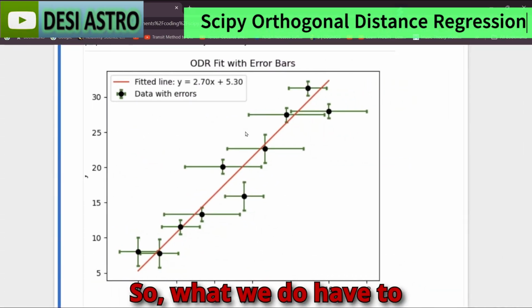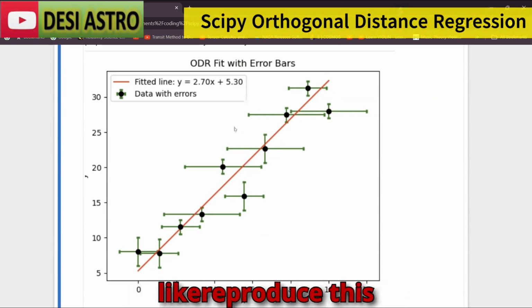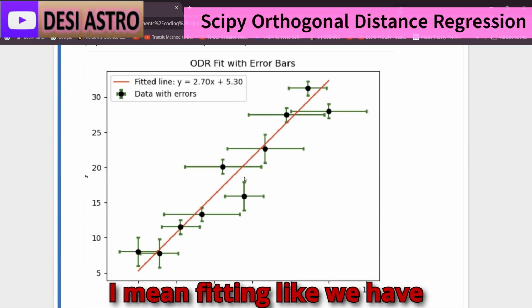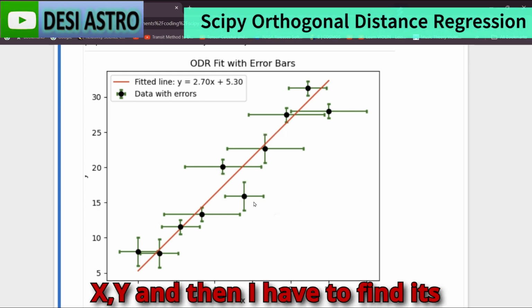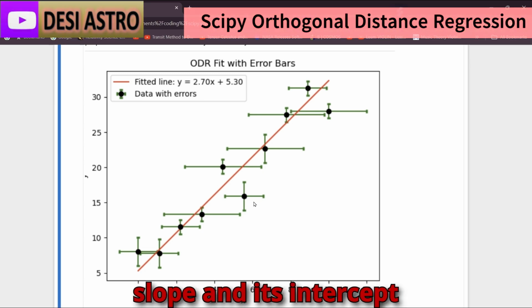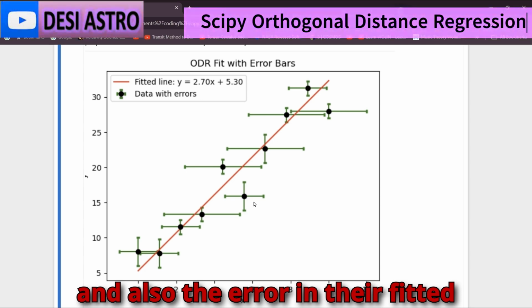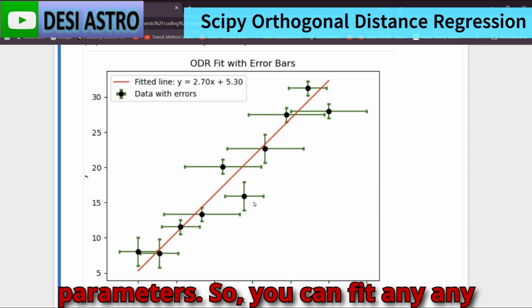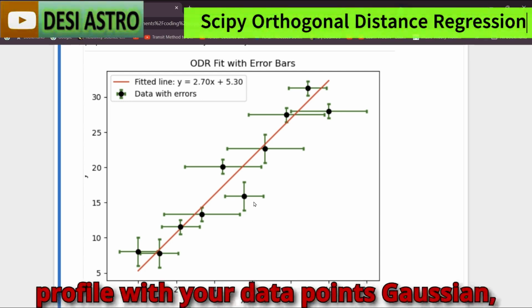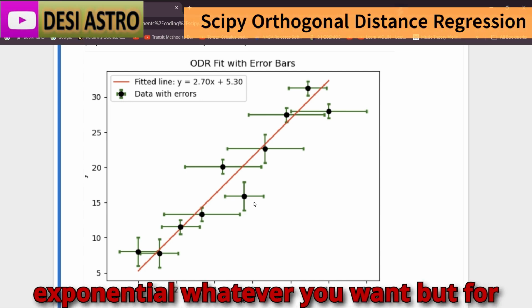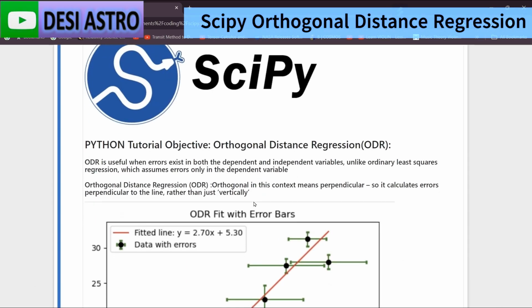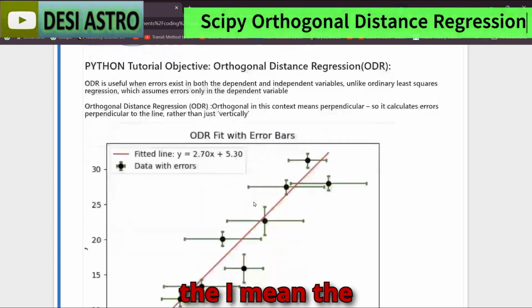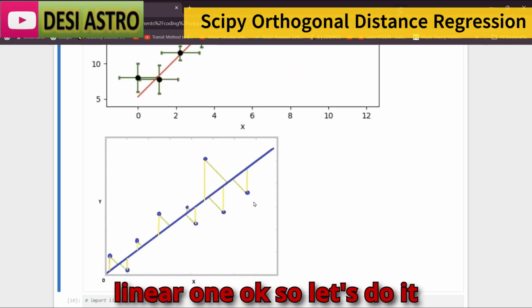So what we have to do, I have to reproduce this fitting: we have these x y data points, error in x y, and then I have to find its slope and its intercept, and also the error in the fitted parameters. You can fit any profile with your data points, Gaussian, exponential, whatever you want, but for time being I will be doing only the linear one. Okay, so let's do it.